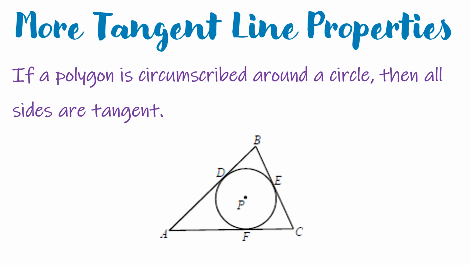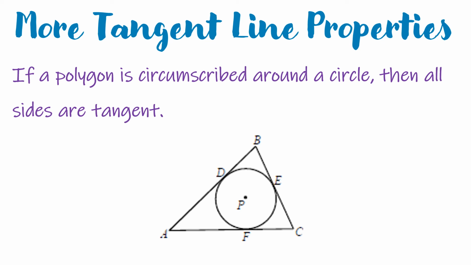So in this picture, ABC, that triangle, is circumscribed around the circle. If that's true, then we know that all of those sides are tangent lines. So AB is a tangent line, BC is a tangent line, AC is a tangent line to the circle because it touches at one specific point. And then here's the thing.